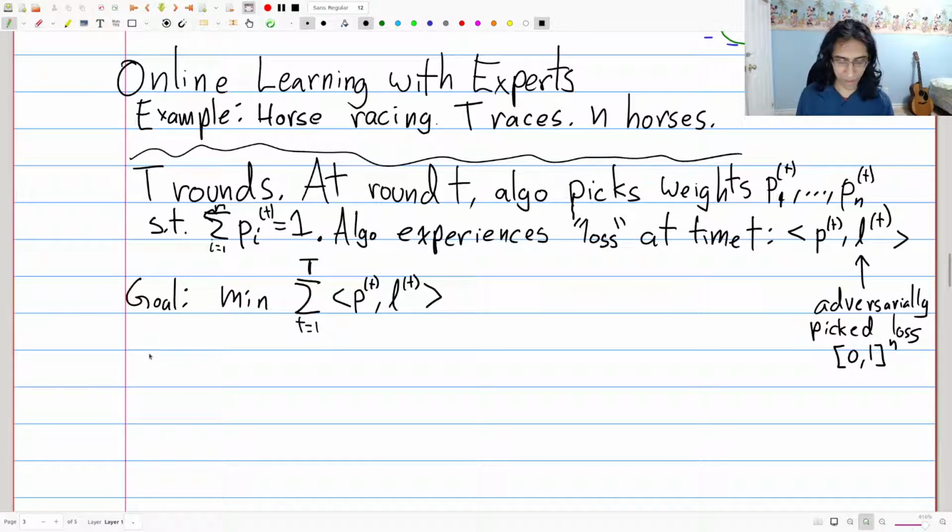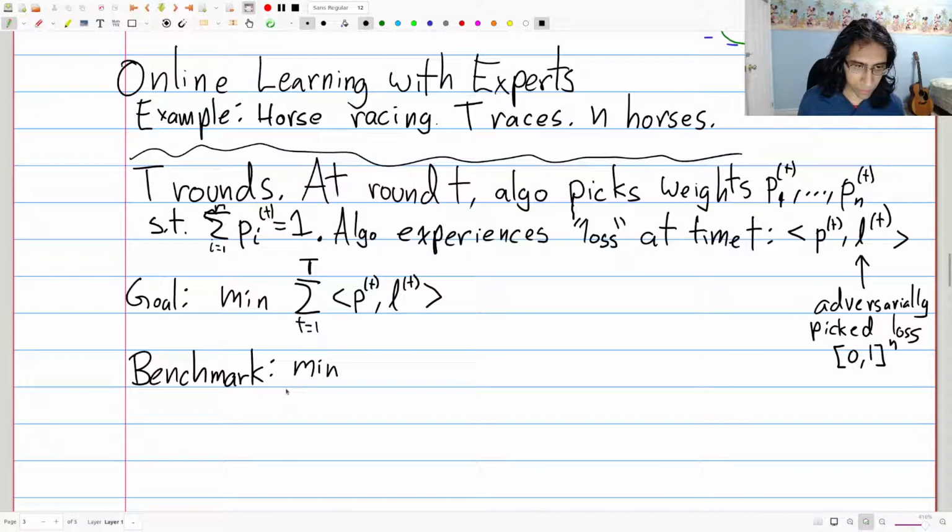The question is, how do you define the benchmark? Like, how well can you do? The kind of benchmark that we compare with is, like I said, picking the best horse in hindsight. The best single choice in hindsight is going to be the following. The benchmark, what we attempt to compete with, and we can't really do better than this, is the min over i equals 1 through n of the summation of L i sub t from t equals 1 to T.